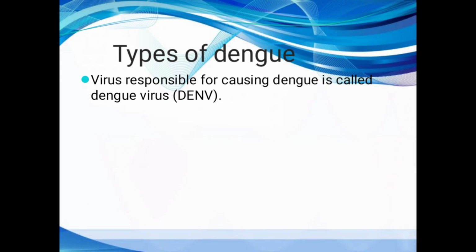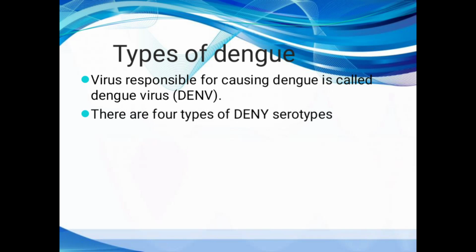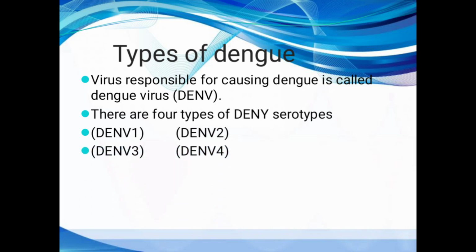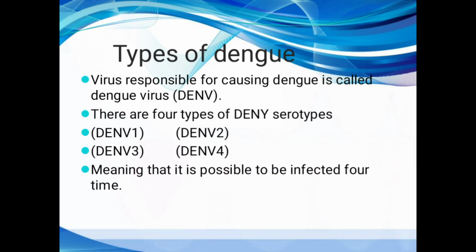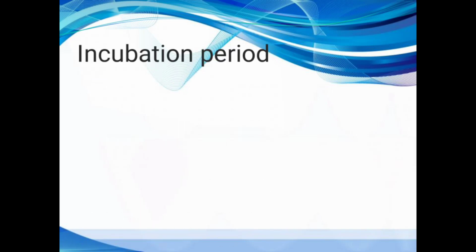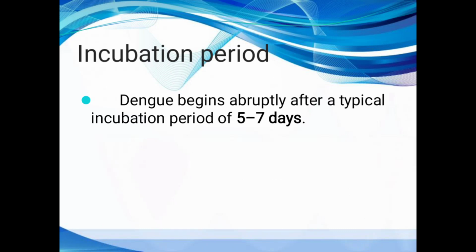There are four types of dengue virus which are responsible for causing dengue. The first one is dengue virus type 1, dengue virus type 2, dengue virus type 3 and dengue virus type 4, meaning that it is possible to be infected 4 times. Incubation period. Dengue begins abruptly after a typical incubation period of 5 to 7 days or 4 to 10 days.